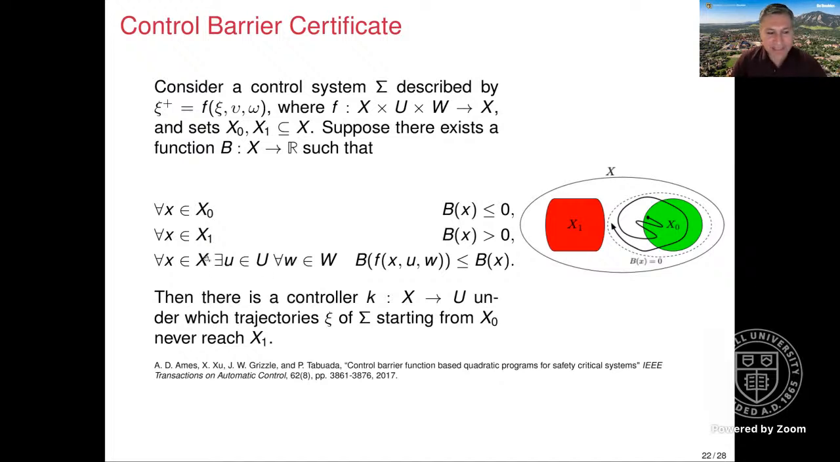The only difference is the last condition. Look at this quantifier. It says for any state inside the state set X, there should exist an input U such that, no matter what the value of the disturbance is, the value of the barrier along the dynamics is decreasing. So this is called a control barrier function. If I'm able to search for a function b satisfying these three inequalities, I know how to design a controller k that ensures safety of the system with the help of b.